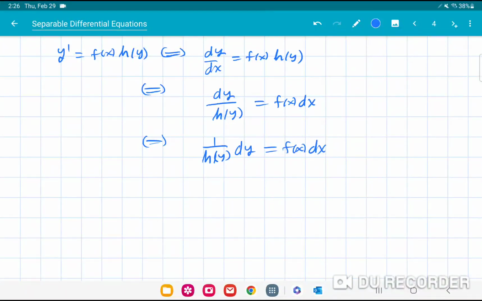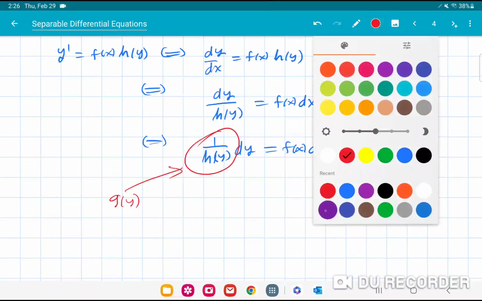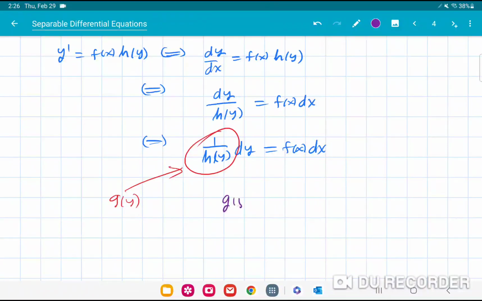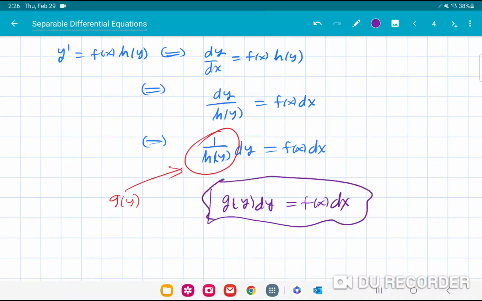If I call this 1 over h of y, g of y, then this differential equation looks like g of y dy equals f of x dx. So that's what a separable differential equation looks like. Neatly separate the functions of y on one side with dy and the function of x on the other side with dx.